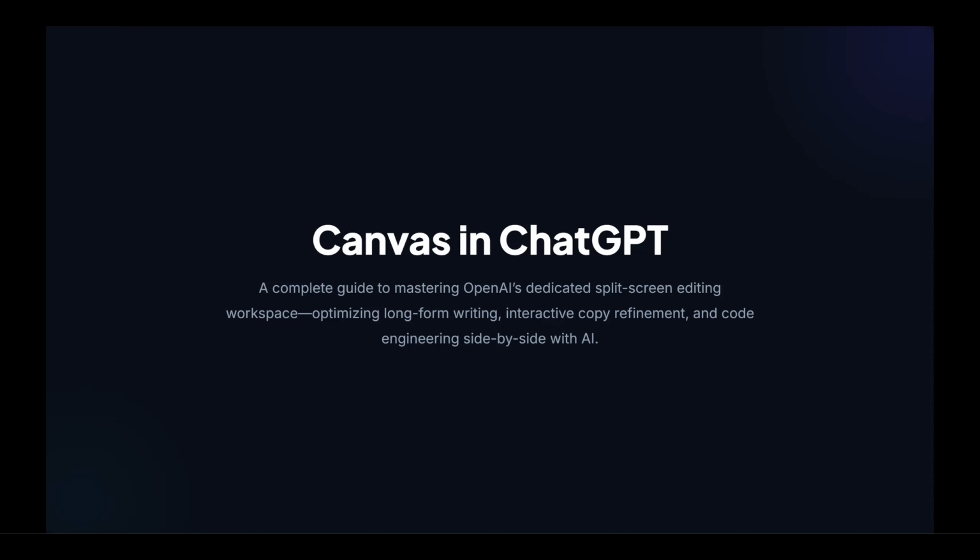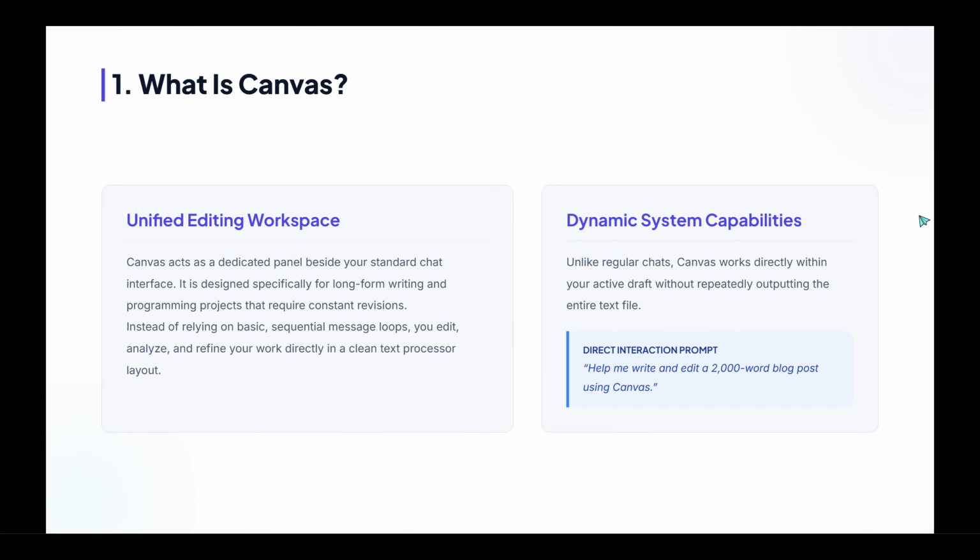In today's video, I'm going to teach you Canvas in ChatGPT. What is Canvas and how to use it? Think of Canvas as a focused workspace inside ChatGPT that's built for longer writing and editing projects. Instead of juggling many separate chats or losing track of drafts, Canvas lets you work on documents, code, and complex content side by side with the AI.